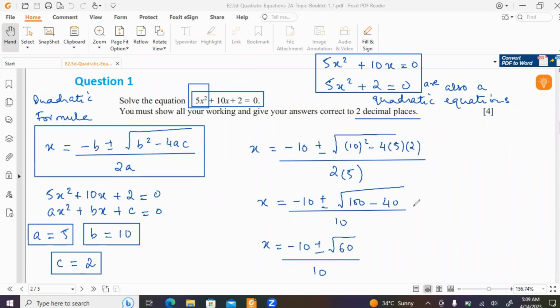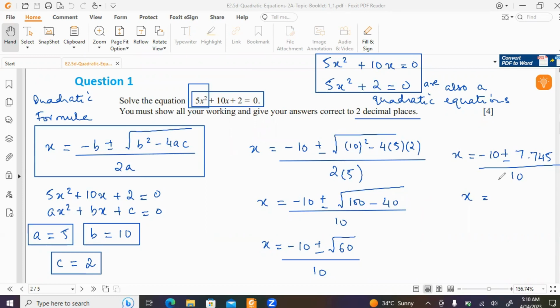Since it's saying decimal places, we just plug in square root of 60 in our calculators. And square root of 60 basically equals to 7.745. So we have negative 10 plus minus 7.745, all over 10.